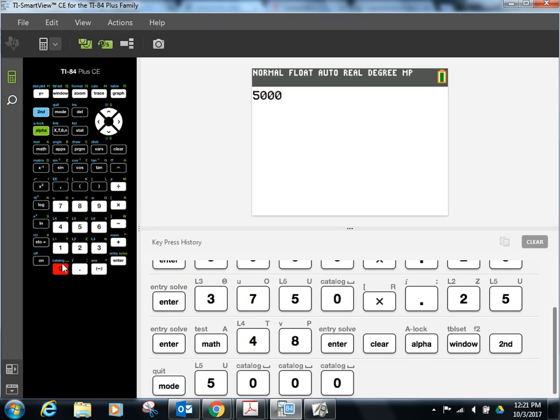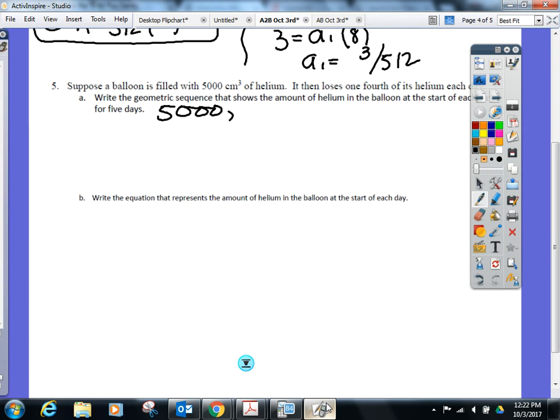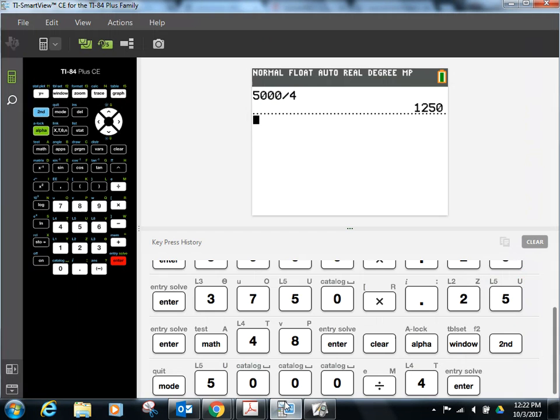Okay, ready? But be careful here. I'll divide by 4. I'm okay with that. Is that how much helium is left? That's how much I lose. Yes, everyone, we're all in agreement. So now what do I have to do with these two to find how much is left? Subtract it out. So 5,000 minus 1,250. Yep. So on the second day, how much is left? 3,750. Does everybody see that this number represents how much I lose?